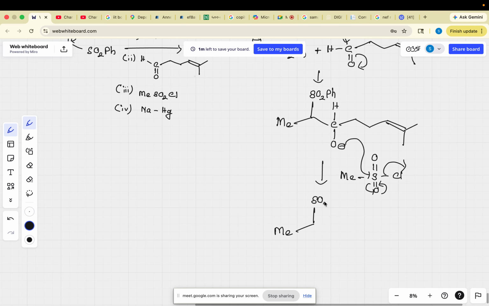Okay, here you have SO2Ph, and here you are getting O, SO2Me. Next step is what, sodium amalgam. So you can think this is a leaving group, it will leave from here. Once it leaves, you are getting what, carbocation here.